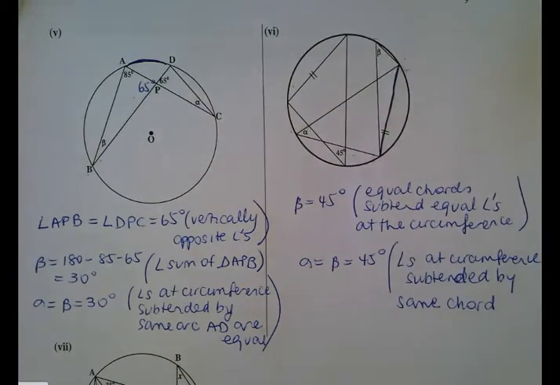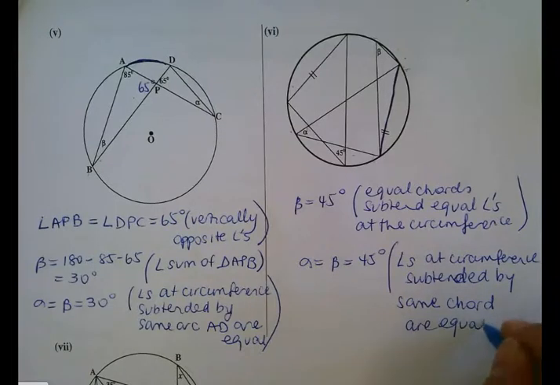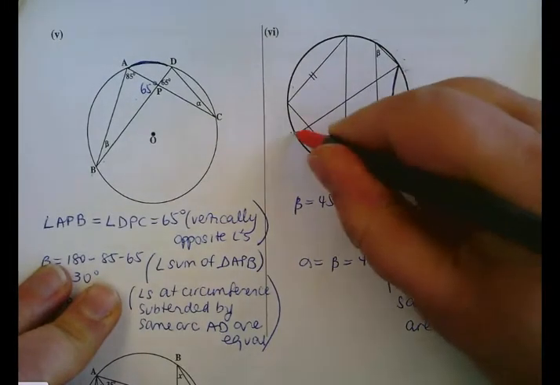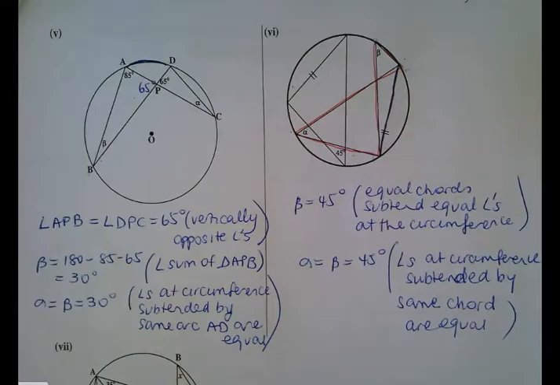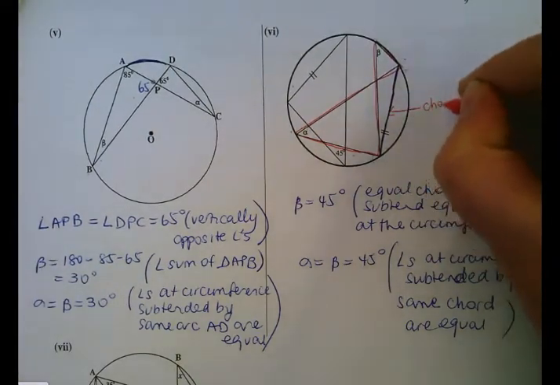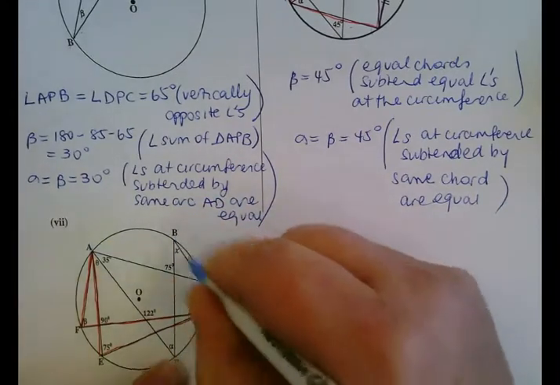Okay, so alpha equals beta because they're both standing on that chord down there, which I've just marked. So there's your alpha angle and there's your beta angle. Okay, so they're both standing on this chord here. And I'm looking now, I can look here as well.